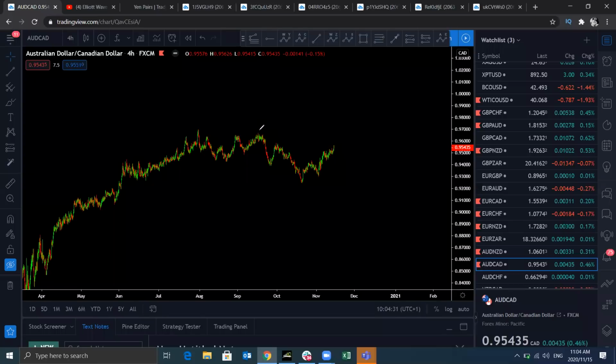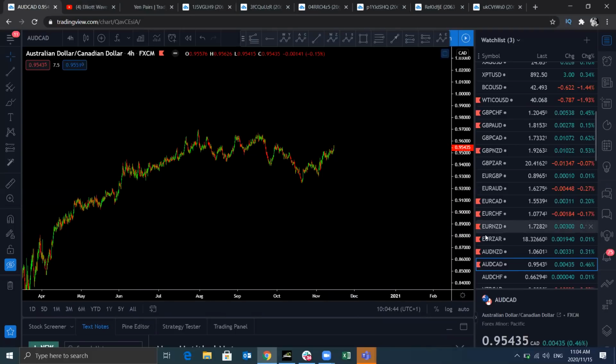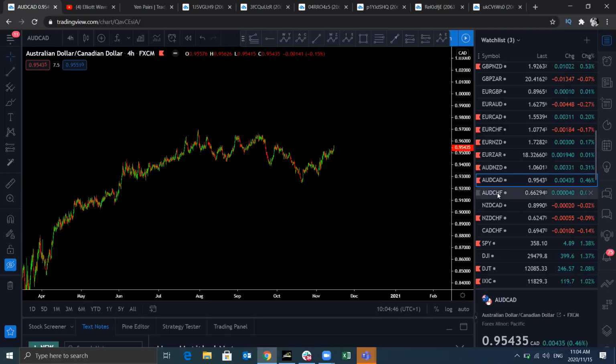So we're looking for this one to be 3 waves down here, 3 waves up, and 3 waves to the downside. It can still happen like that, but it has already taken us out in terms of our timing. So we are out of that. We'll look for another entry. We don't chase it, we let it go. So that is Aussie CAD.